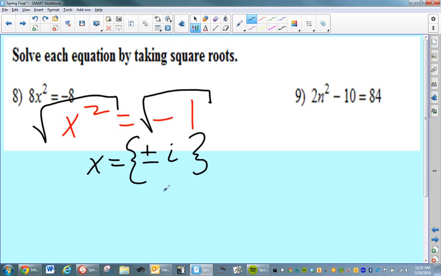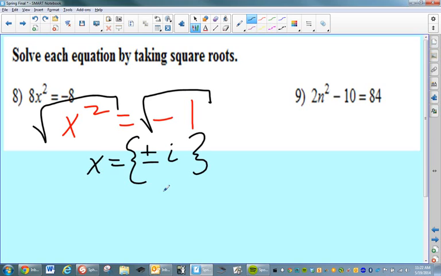There was another question that I missed. Yes, sir? No, i squared is equal to negative 1. So i is equal to the square root of negative 1. Same thing for number 9.